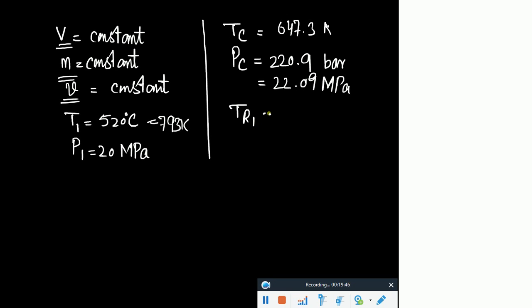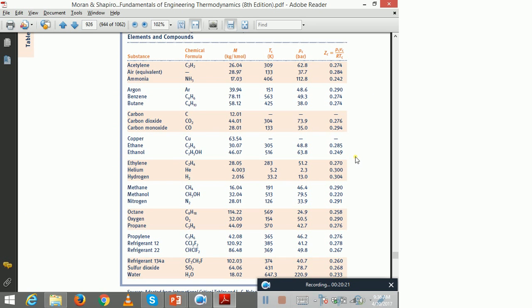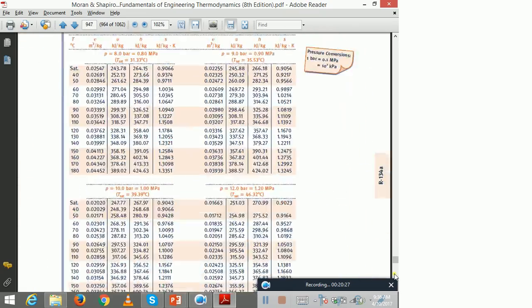So reduced temperature at state 1 would be equal to 793 over 647.3, and you would get 1.23. Similarly, you can get PR1 equals 20 over 22.09, and that you would get 0.91. So the PR value is there, the TR value is there. Can you find out the value of Z? Yes, you can find out that value of Z, and for that purpose we need to go towards that chart.